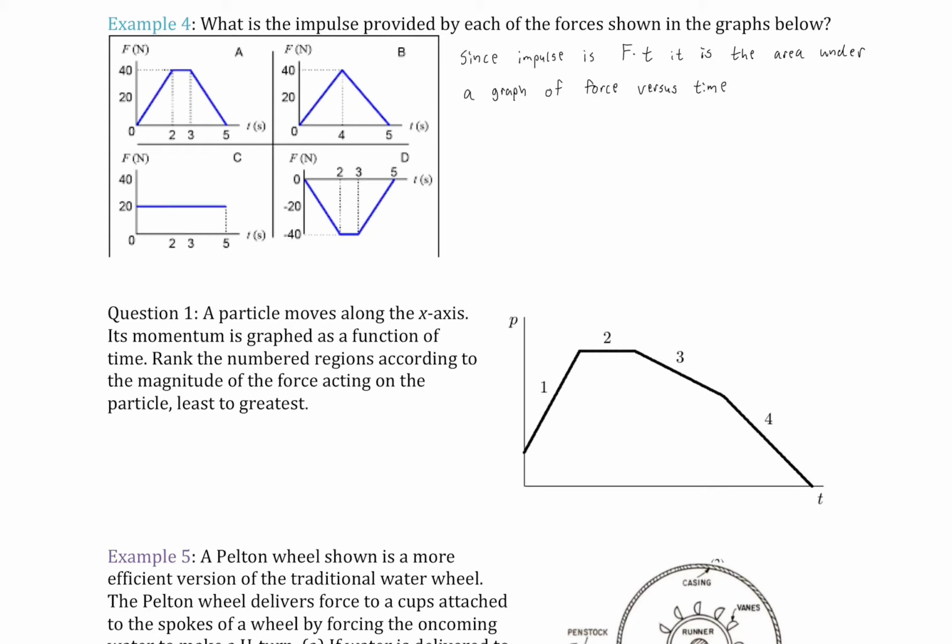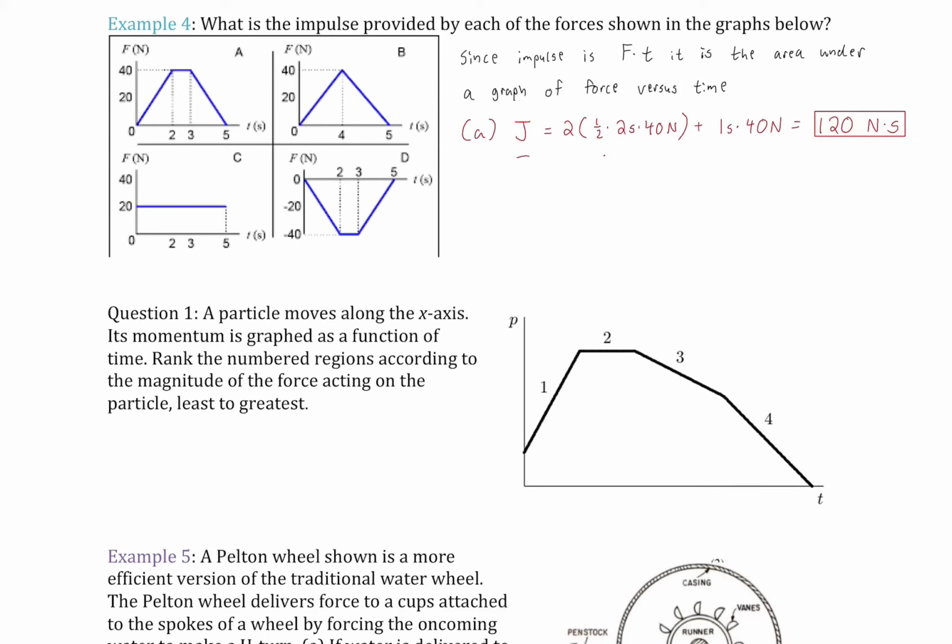Example 4. The question is, what is the impulse provided by each of the forces shown on the graph below? Since impulse is force times time, it is the area under a graph of force versus time. The units have to be newton seconds, and this shaded area would have units of newton seconds because it's an area. So the area under a force versus time graph is impulse. That's it. It's also the change of momentum, since those are the same thing.